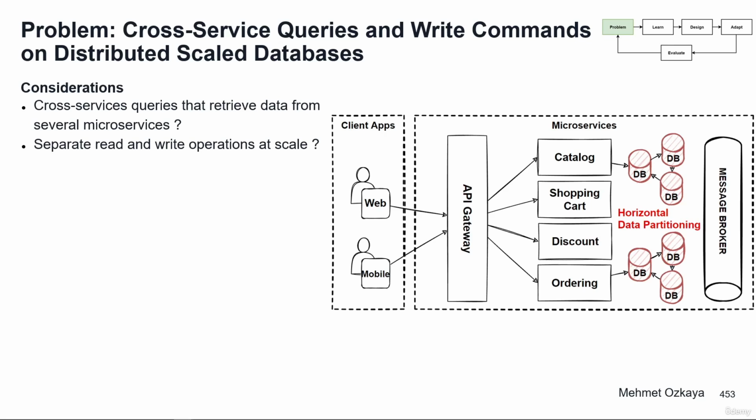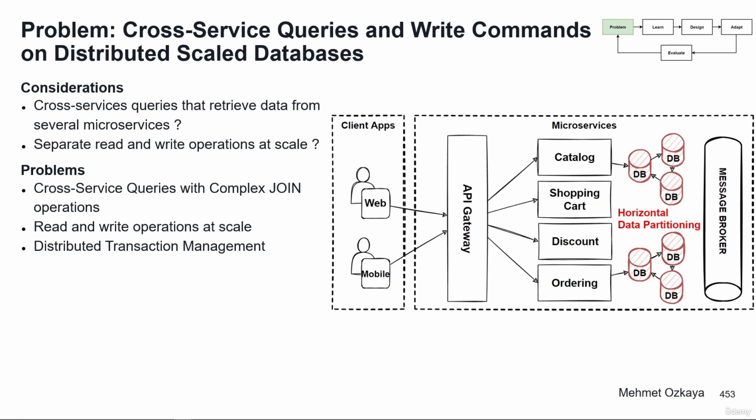How can we do cross-service queries that retrieve data from several microservices? How can we separate read and write operations at scale? These are business requirements that we have to develop and deploy onto our current architecture. And here you can see the problems. The problems are performing cross-service queries with complex join operations, read and write operations at scale, and distributed transaction management.